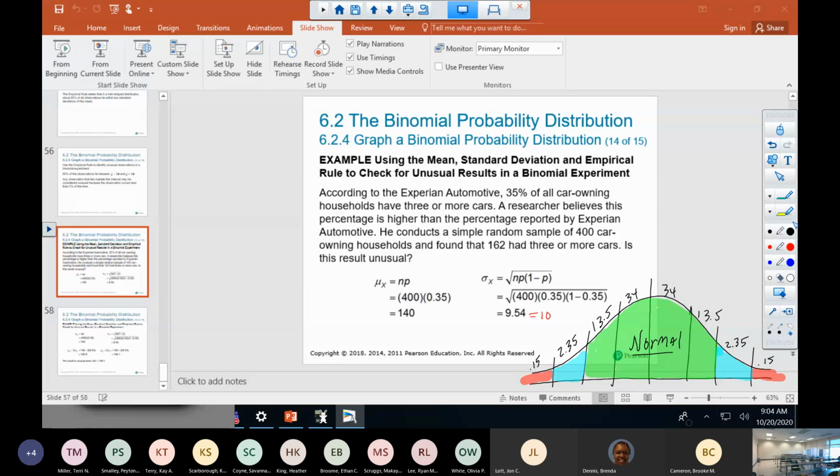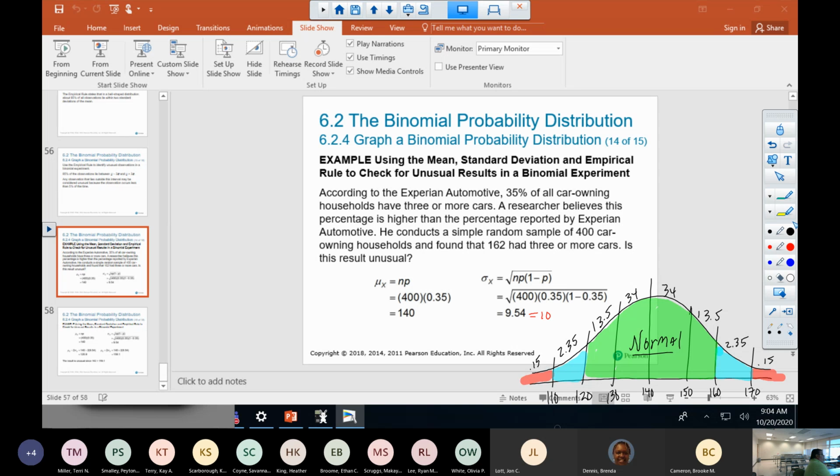All right, so here we go. 140 goes in the middle. 140 plus 10 is 150. 150 plus 10 is 160. 160 plus 10 is 170. 140 minus 10 is 130, 120, and 110. So from 120 to 160, you are normal.